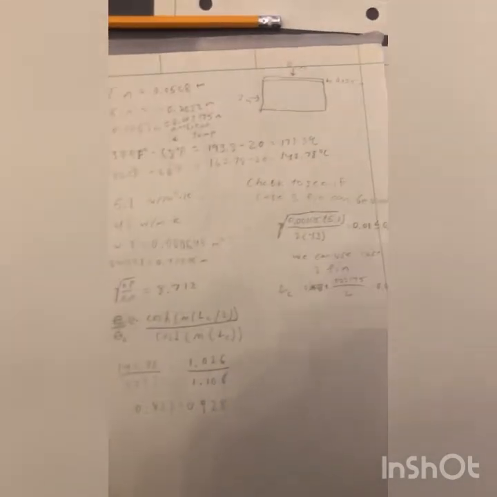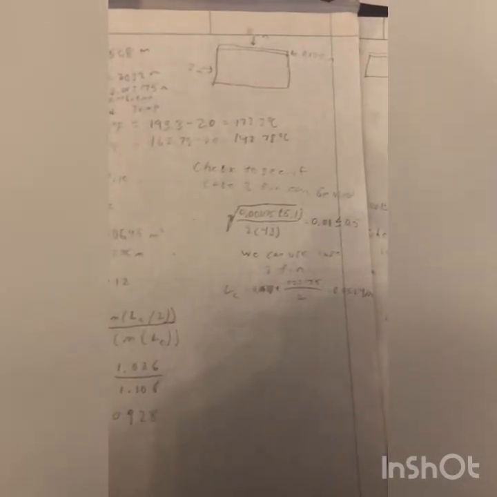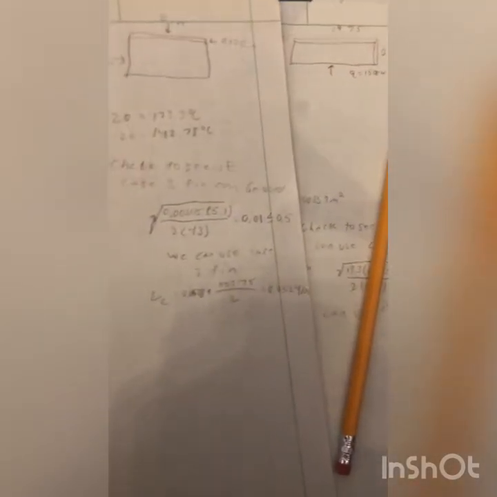Now, first thing I want to do is check to see if we can use the case 3 fin, because case 3 fins are always easier. So we take the square root of our h value times the t divided by 2 times the conduction coefficient, and we find that's equal to 0.01, which is less than 1/2. So we can use case 3.